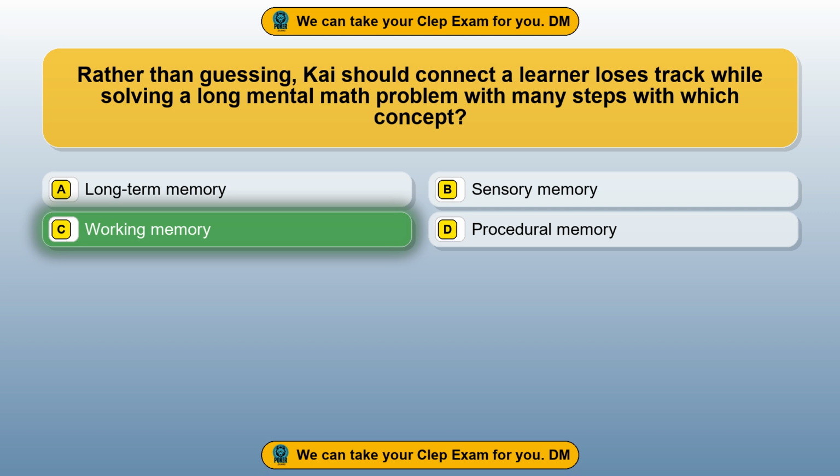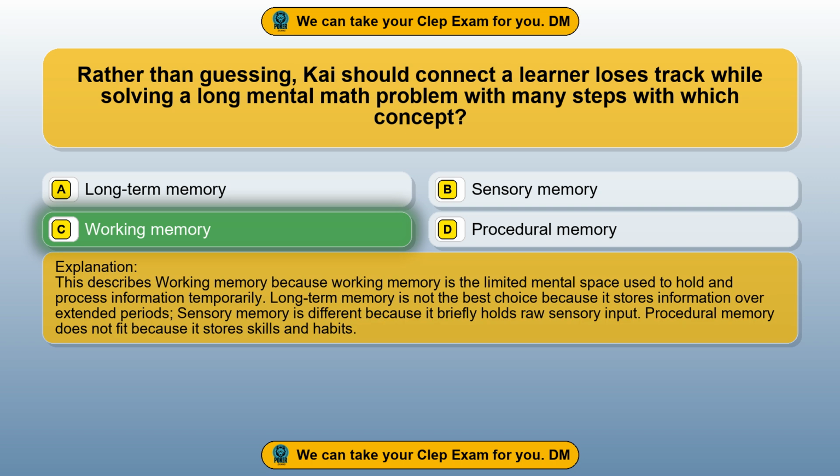Working memory. This describes working memory because working memory is the limited mental space used to hold and process information temporarily. Long-term memory is not the best choice because it stores information over extended periods. Sensory memory is different because it briefly holds raw sensory input. Procedural memory does not fit because it stores skills and habits.